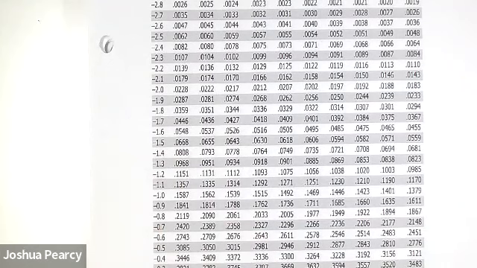What is the difference between those two? Yeah, 0.9162.